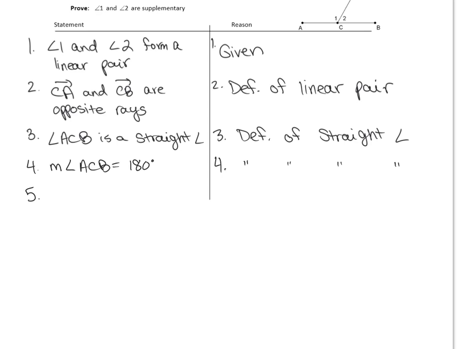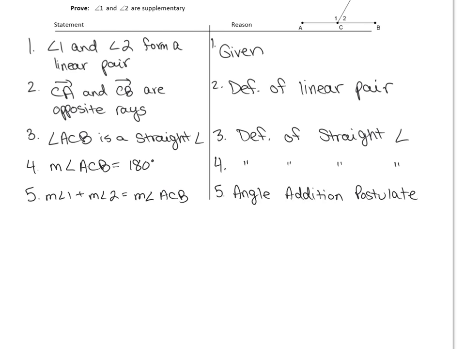So I'm going to use the angle addition postulate to say that the measure of angle 1 plus the measure of angle 2 is equal to the measure of angle ACB. That's my part plus part equals whole, or my angle addition postulate. Angle addition postulate. You're going to use him a lot.